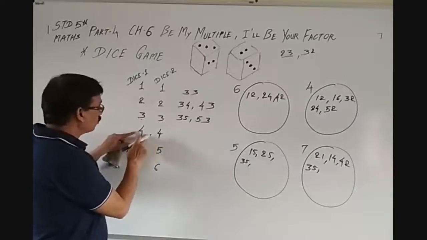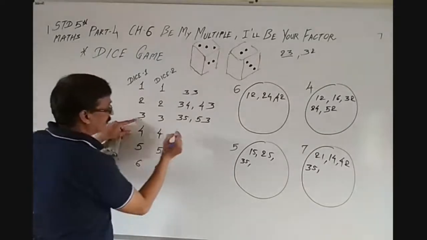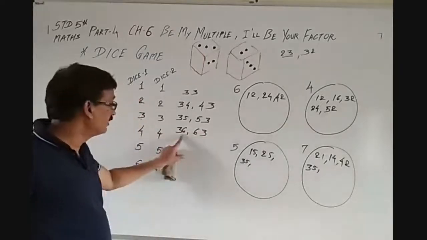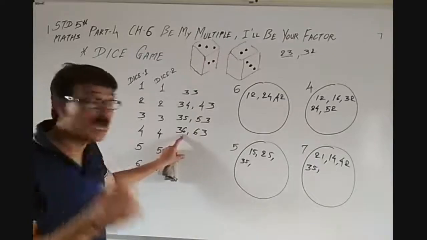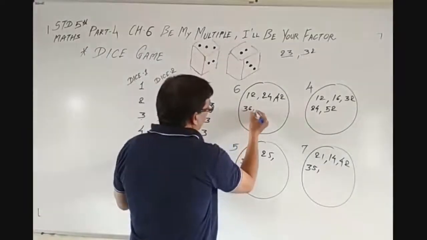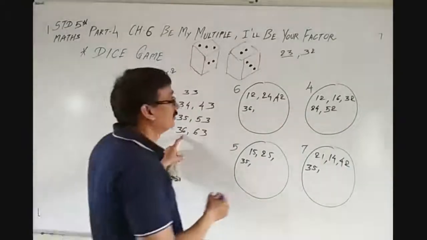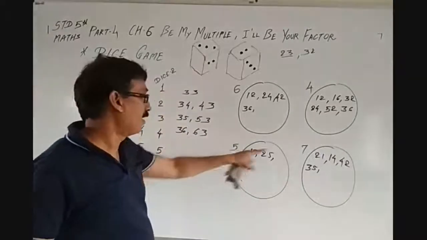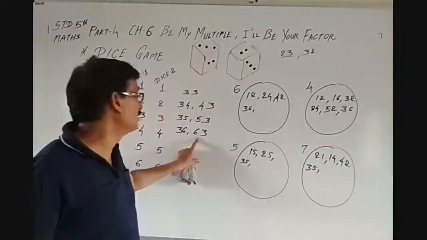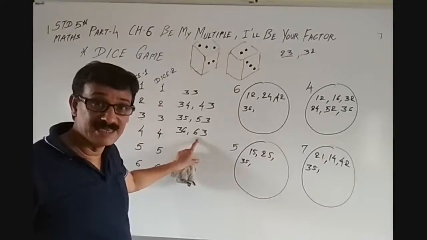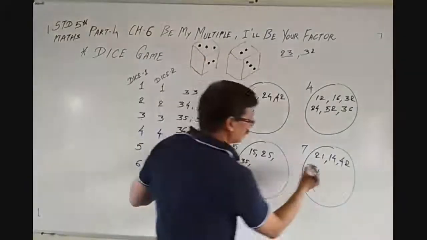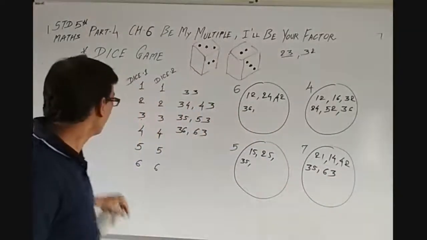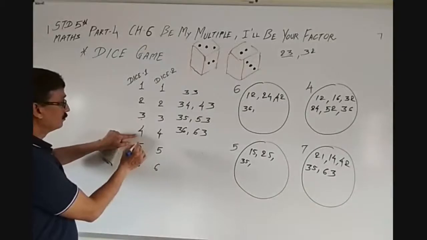Now we should go for 3 6 and 6 3. 36 is a multiple of 6, 6 6s are 36. Okay, 9 4s are 36. And of 5 and 7 it is not a multiple, but 63, 9 7s are 63. So it is a multiple of 7, isn't it?